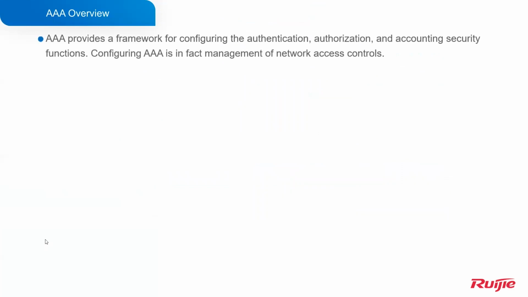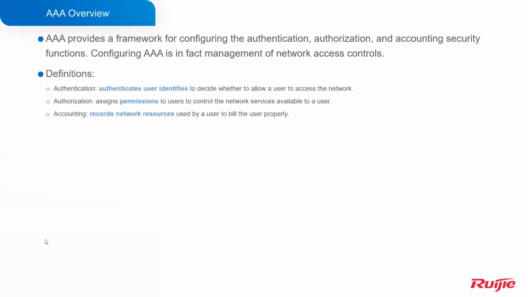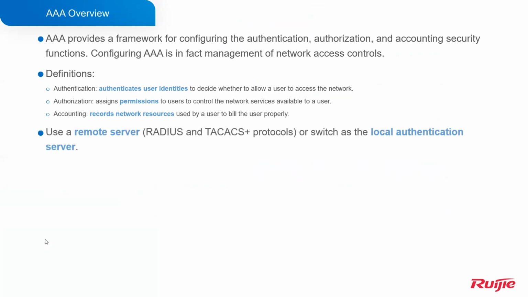AAA provides a framework for configuring the authentication, authorization, and accounting security functions. Configuring AAA is in fact management of network access controls. But I think you could get a little confused about the meaning of AAA. It's authentication, authorization, and accounting.